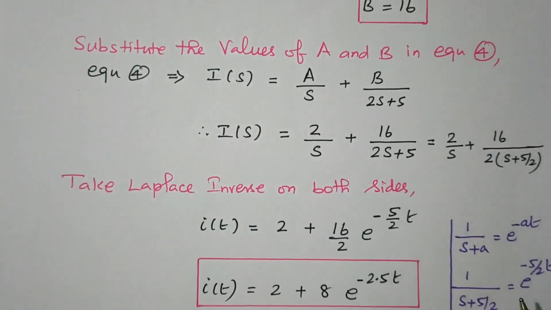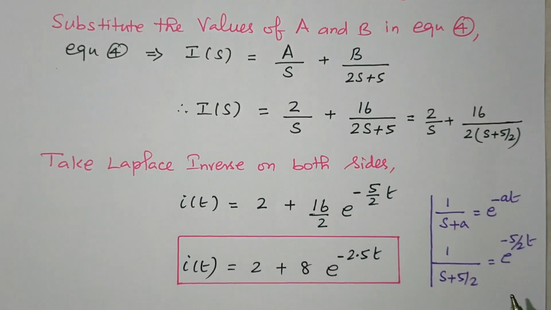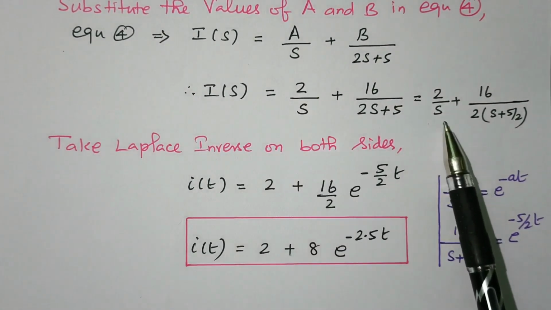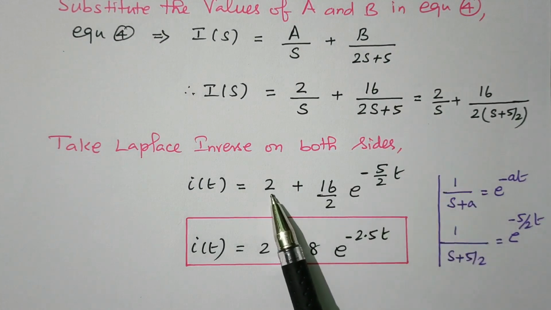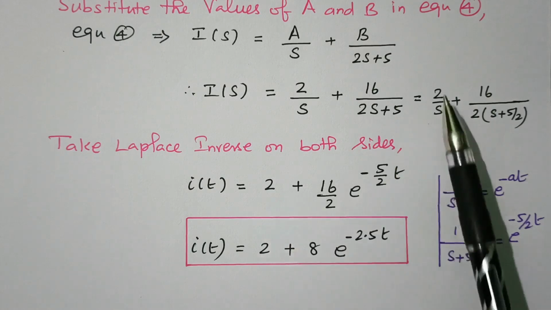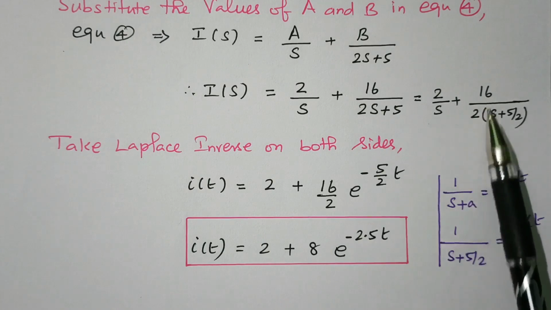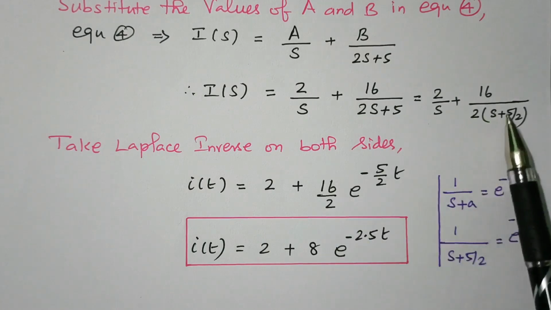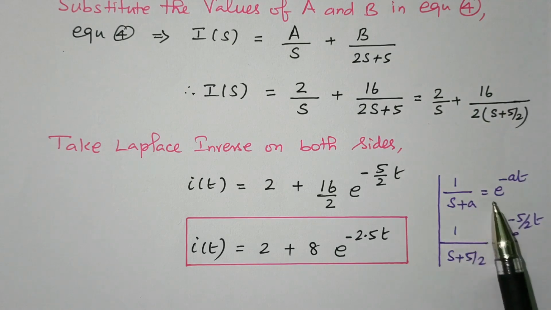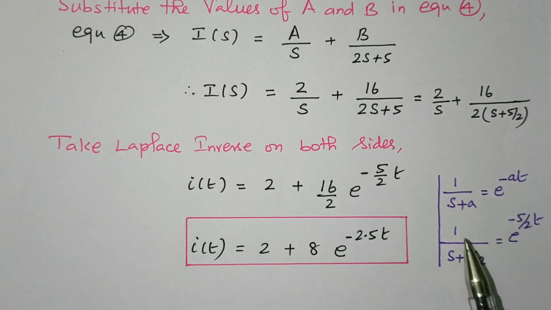Now we can easily take the inverse Laplace on both sides. So 2 by S is nothing but 2. Right? Already the inverse Laplace of 10 is 10 by S. The inverse Laplace of 2 by S is 2, plus 16 by 2 is there, 1 divided by S plus A. Here the formula is there: 1 divided by S plus A is e power minus AT. So based on that, 1 divided by S plus 5 by 2 is e power minus 5 by 2.